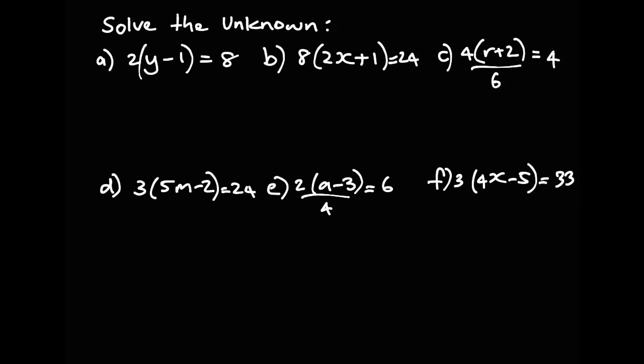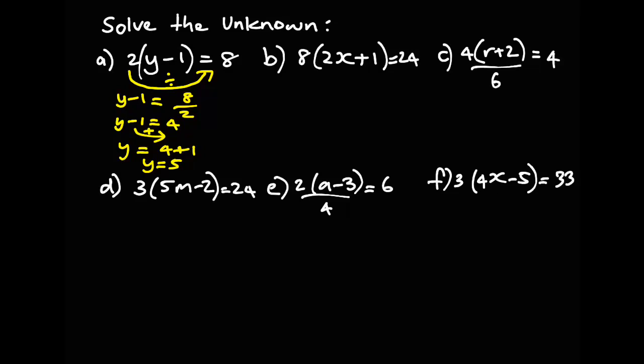Alright, moving on to some more difficult linear equations. Looking at part A, solving for y. Now we've got to do the order of operations and order of brackets first again, so we can't get y on its own until we get rid of this 2. So the 2's got to come over, and because the 2's multiplying, it's got to come over as a divide. So we're left with y minus 1 is equal to 8 divided by 2. So y minus 1 equals 4. Now to get y on its own, the negative 1 must come over, but it comes over as a positive, so y is equal to 4 plus 1, y equals 5.